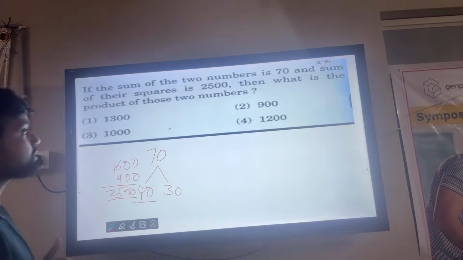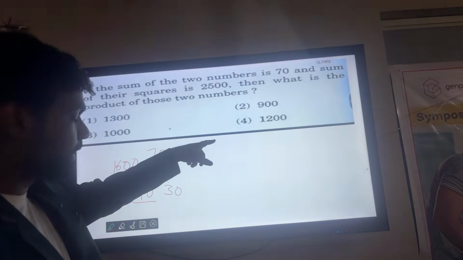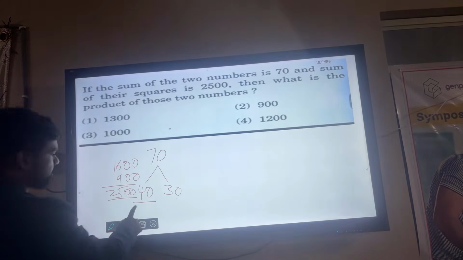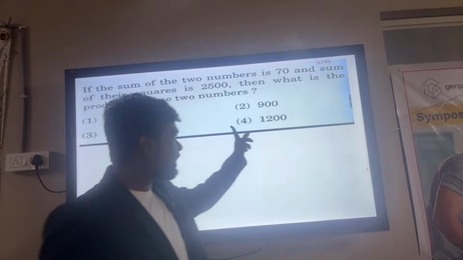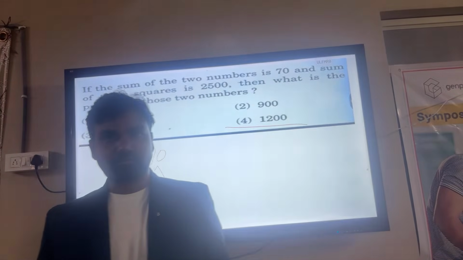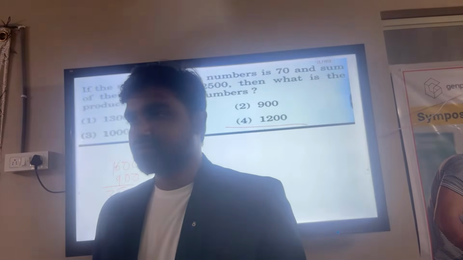What is the question they are asking? What is the product of the two numbers? What are the two numbers I assumed? 40 and 30. Product means multiplication. What is the answer? 1200.